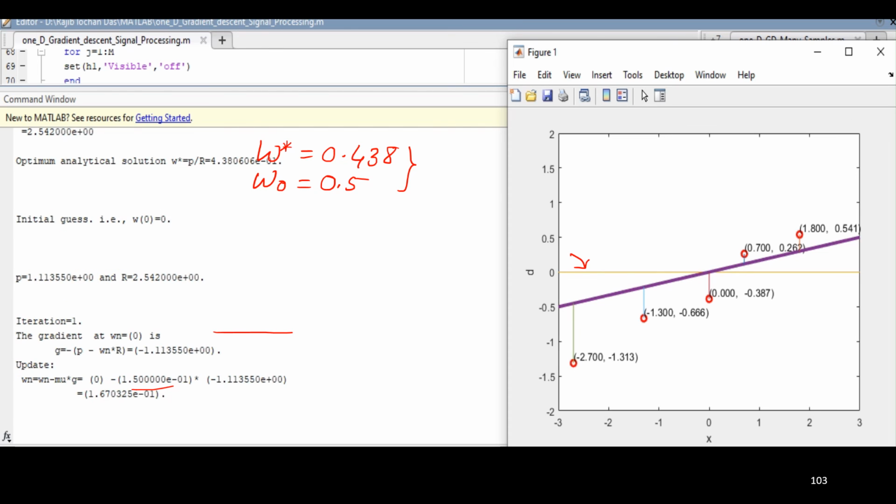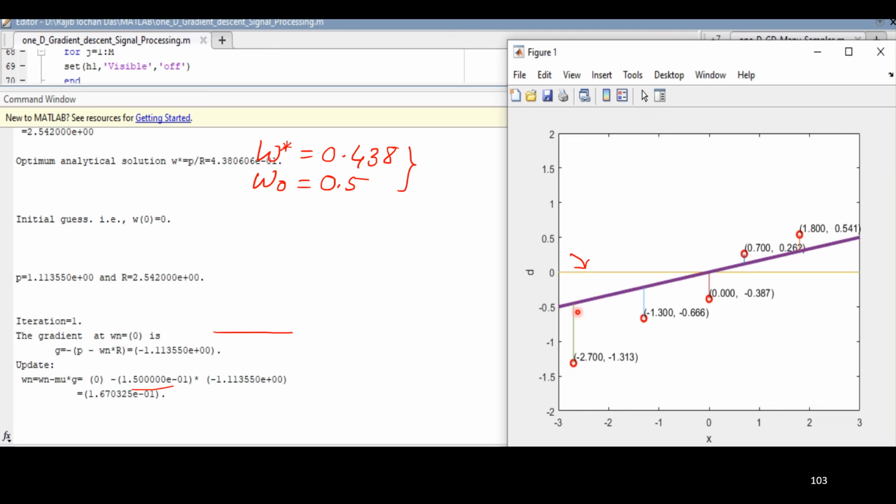Now you see, this is the first iteration. You consider this one. Iteration number 1: there we compute the gradient, minus p minus times p minus wn times r, that we have computed here. Then we have updated w. So w initially was 0. Now it is moving to 0.167. So this is the equation, this is the line it is showing. So the slope is right now 0.167.